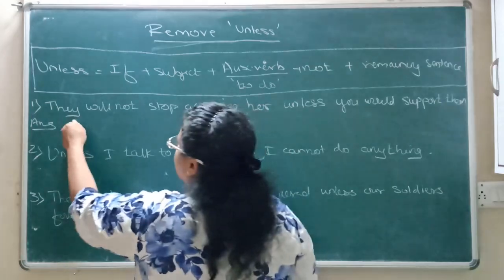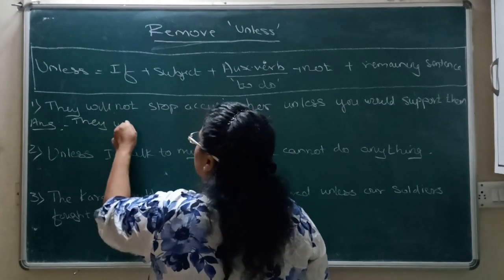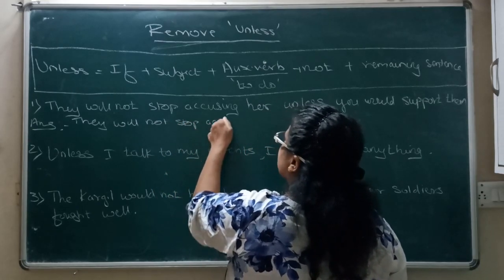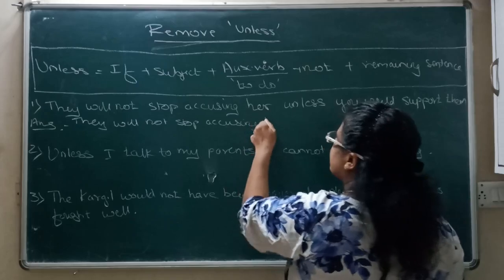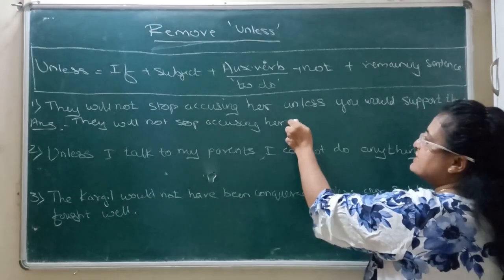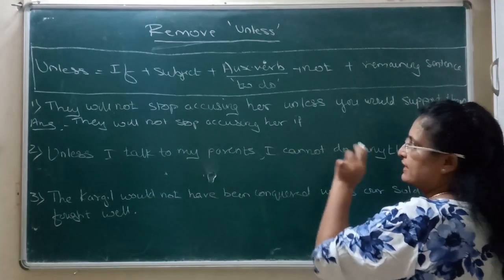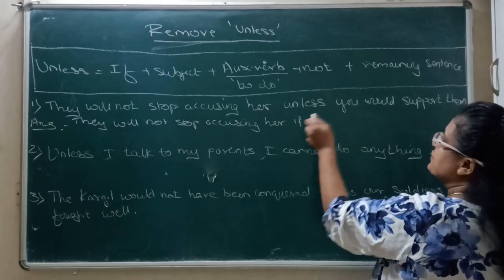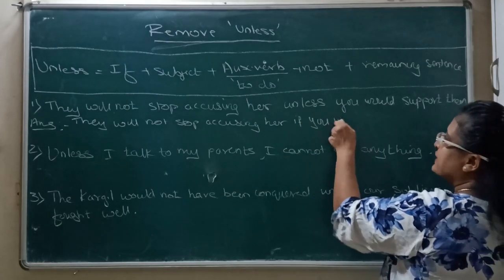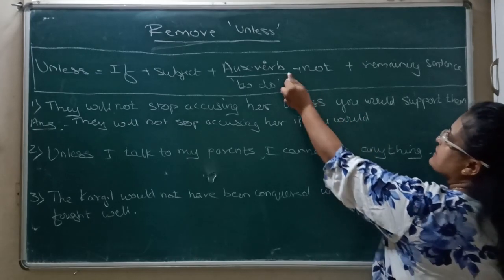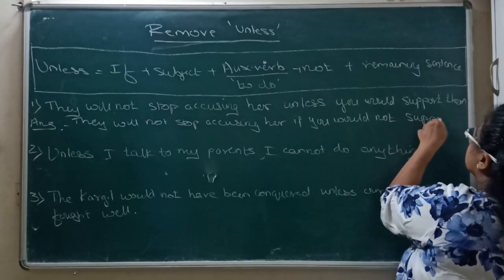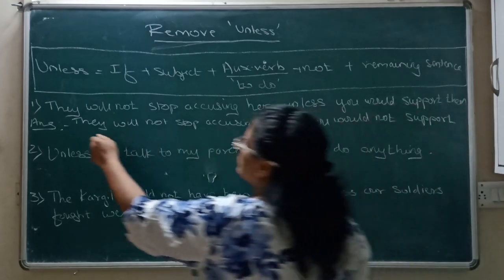So let's see now. They will not stop accusing her. Now unless has come. Where unless is there, you use if. Now if it is in the middle of the sentence, you start with a small letter: if. And what is the subject here? You. So you put you: if you. Now there is the auxiliary verb would, so put that same auxiliary verb would, and what else do you have to use? Not. If you would not support them.